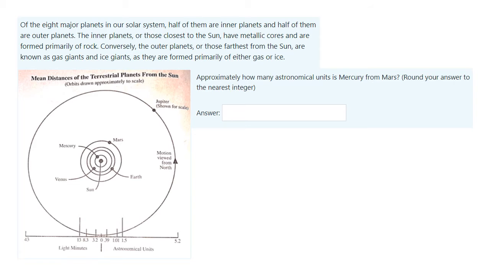Approximately how many astronomical units is Mercury from Mars? Round your answer to the nearest integer. An integer, I hope you remember, is a whole number. So we need to have a whole number. Astronomical units are on the right side of the diagram. If I was to draw this line up here, I see that the 1.5 is on the orbit of Mars. So Mars is 1.5 units from the Sun.